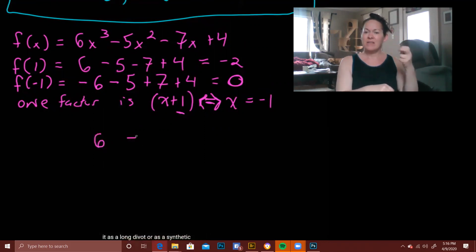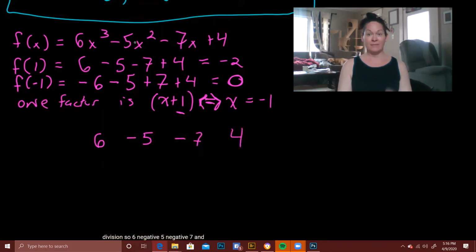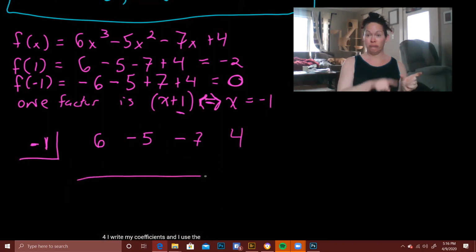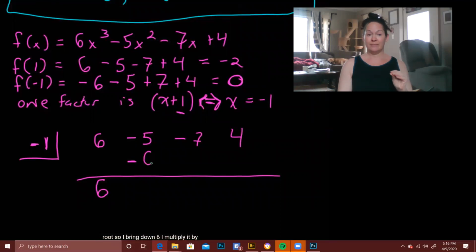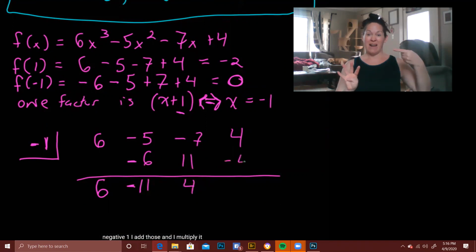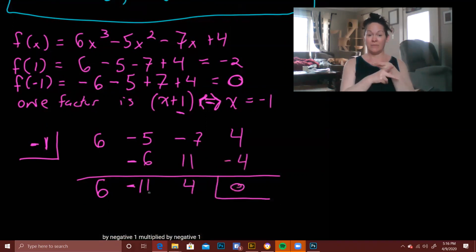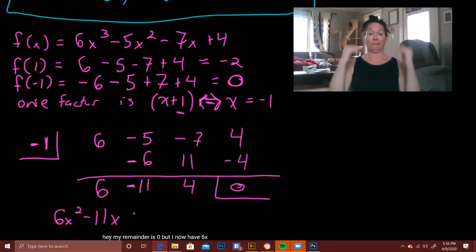So 6, -5, -7, and 4. I write my coefficients, and I use the root. So I bring down 6, and I multiply it by -1. I add those, and I multiply it by -1. And I multiply by -1. Hey, my remainder is 0, but I now have 6x squared minus 11x plus 4.